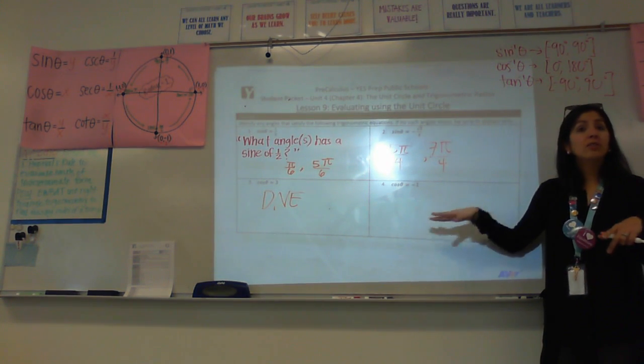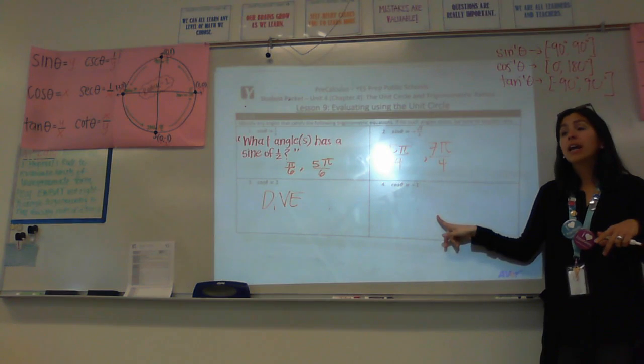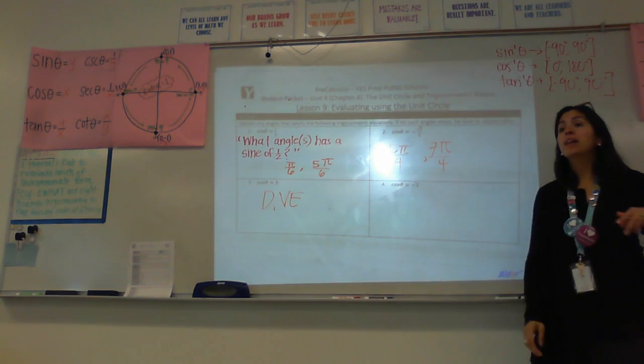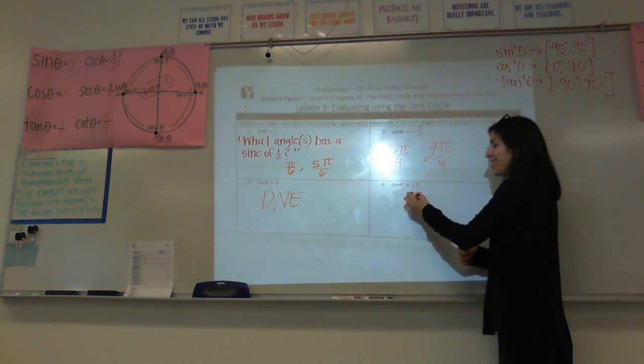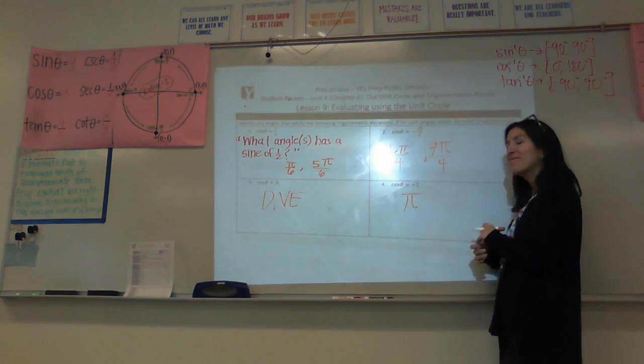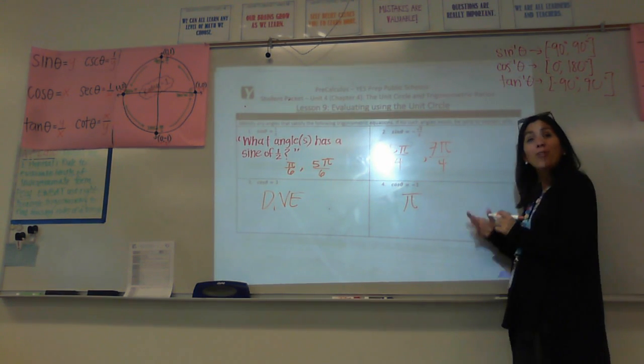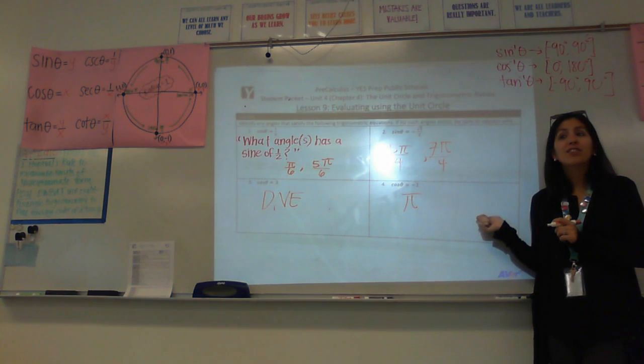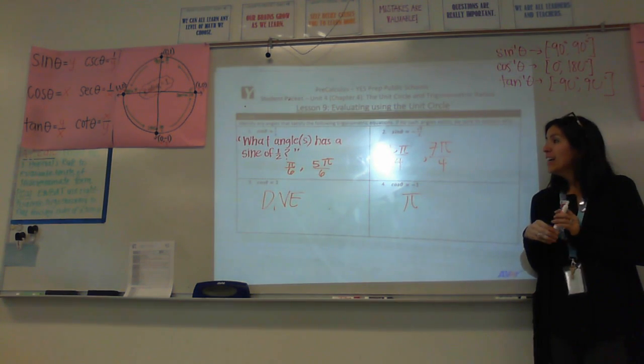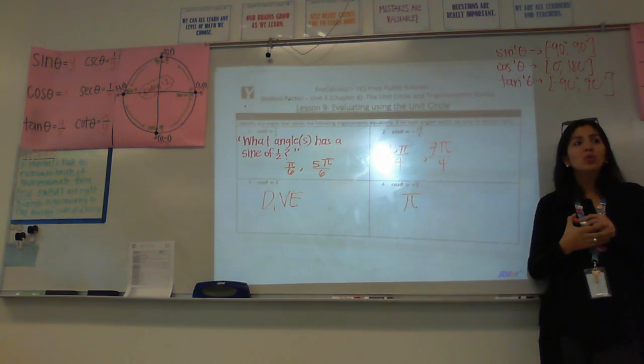Not true here, though. I can find a place where cosine is -1. Claudia, where is that place? Pi. Very nice. Oh, both Claudias in unison. That was impressive. Pi. Or 180 degrees if your mind is still in degree mode.